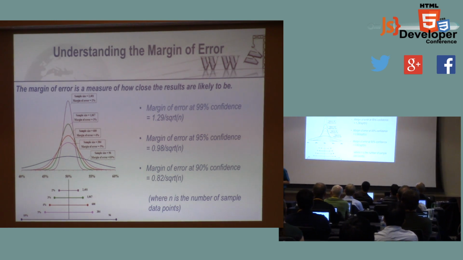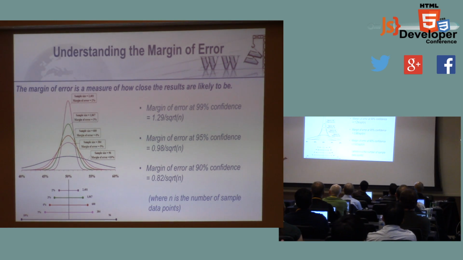I did not make these numbers up. I stole this picture directly from Wikipedia. If you go to the margin of error page on Wikipedia, all I did is summarize it. Sample size 600, margin of error goes down to 4%. Now notice that when we went from a sample size of 96 to 384, our margin of error dropped by half. That's pretty good. But when we went from 384 to 600, it only dropped by 1%. So it looks like we're starting to see the point of diminishing returns.